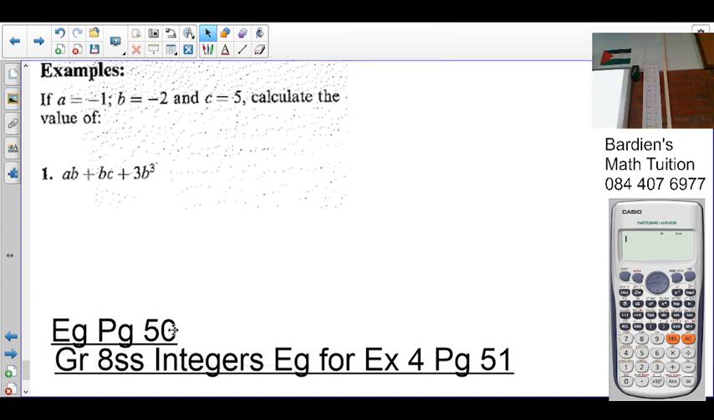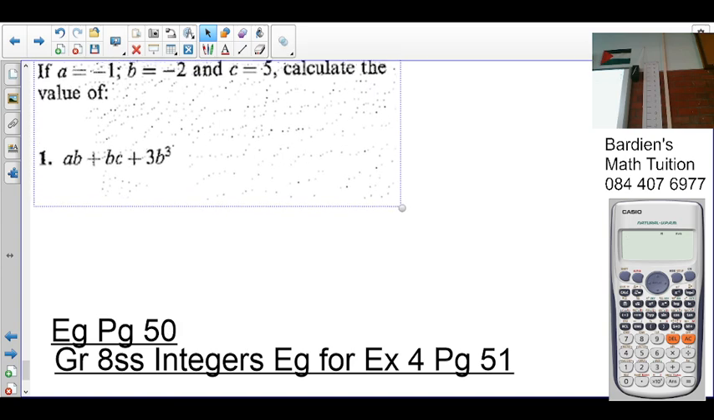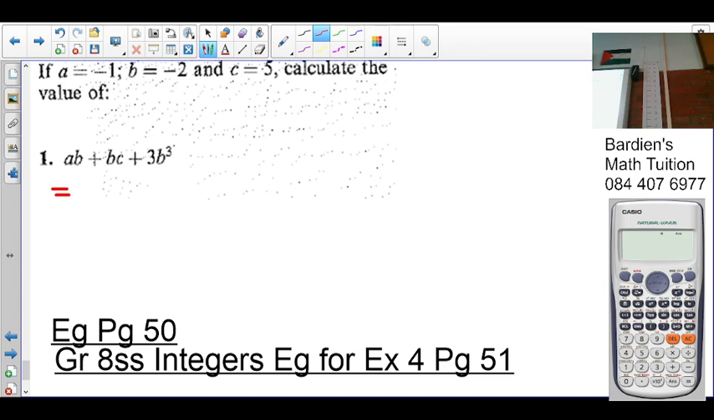Okay. So the question says calculate the value of AB, BC plus 3B cubed. So that means to say, wherever I see an A I put a minus 1. Wherever I see a B I put a negative 2. Wherever I see a C I put a 5. Okay. So let's look at the first one. What happens between A and B? Multiplication. So whatever the value of A is, I must multiply it by the value of B.